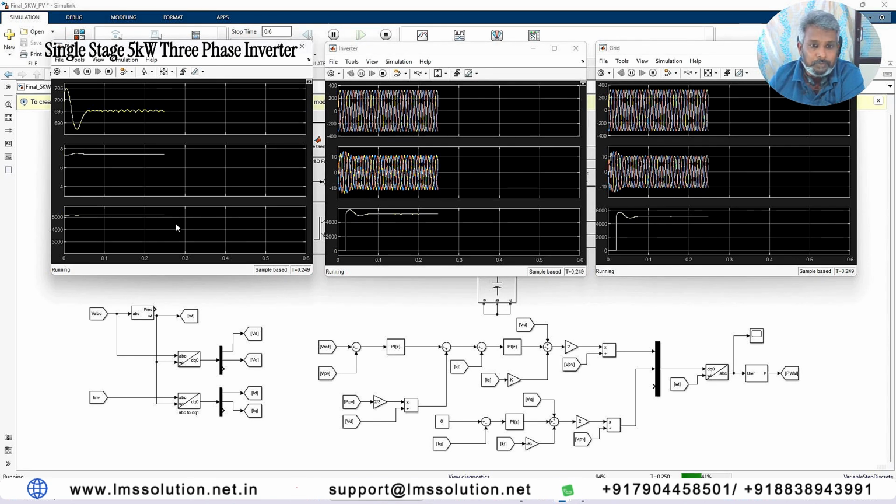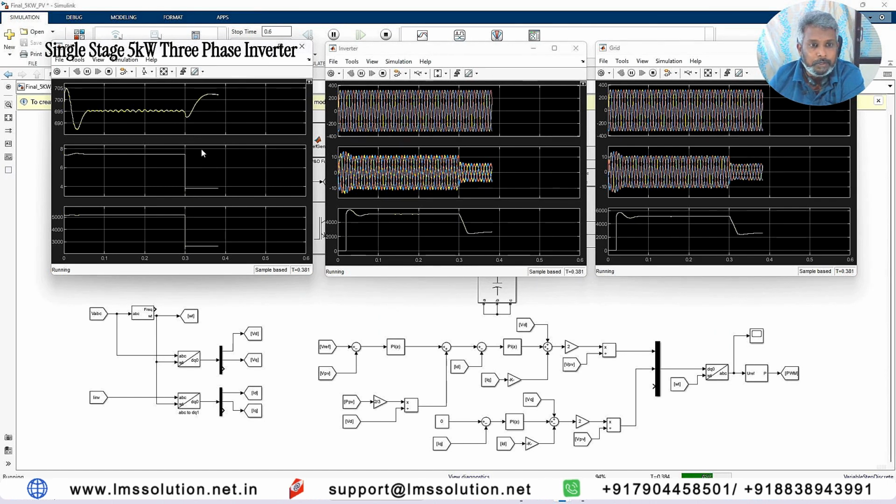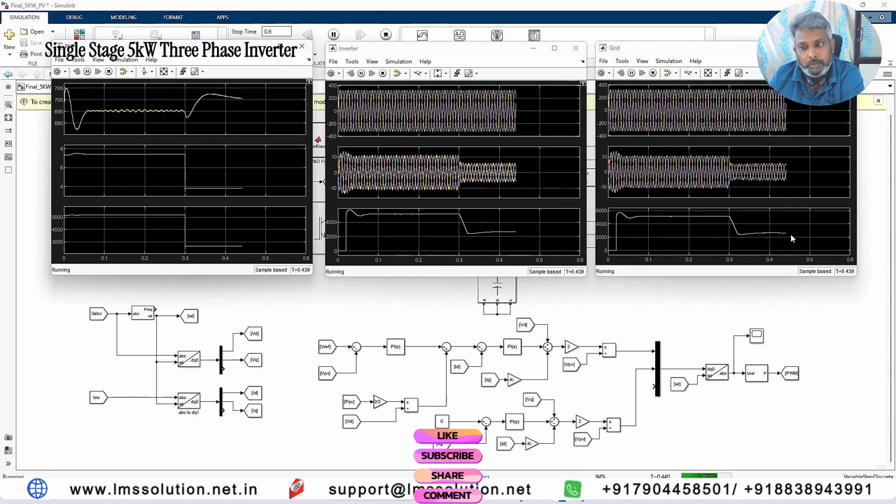At the time of 0.3 second, we are varying the radiation from 1000 to 500 watts per meter square, so you have to check the result. Now see that the PV power generation comes to around 2500, and there is also a variation of PV voltage and current. According to this PV voltage and current, the power injection to the grid is also reducing. Whatever power is generated from the PV will be sent to the grid system.